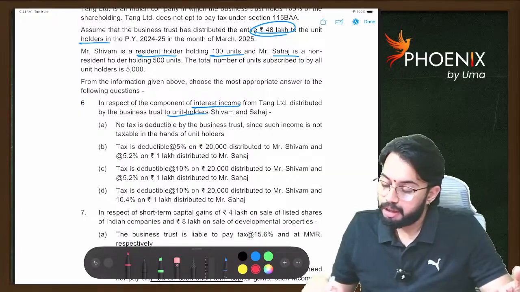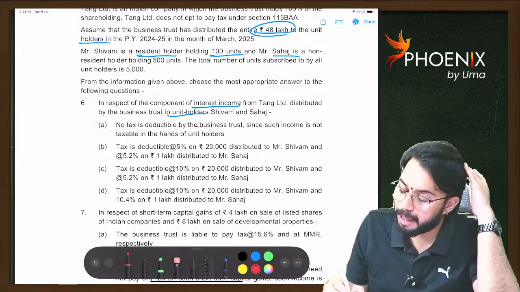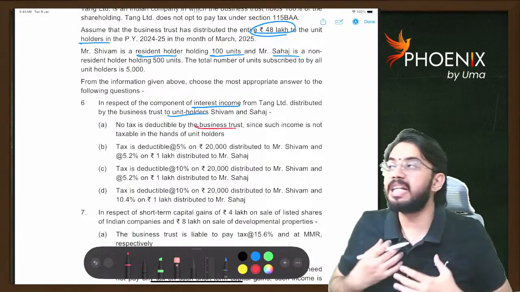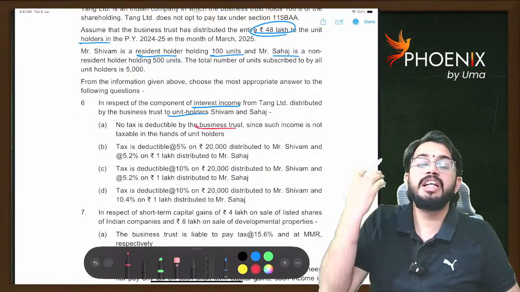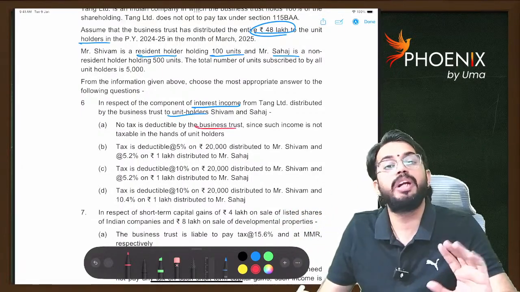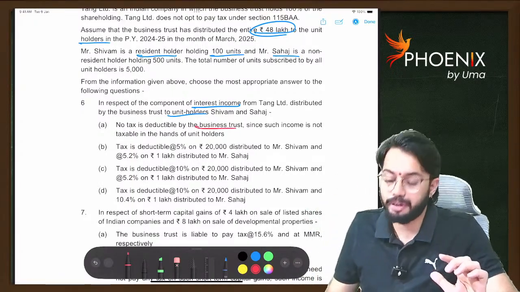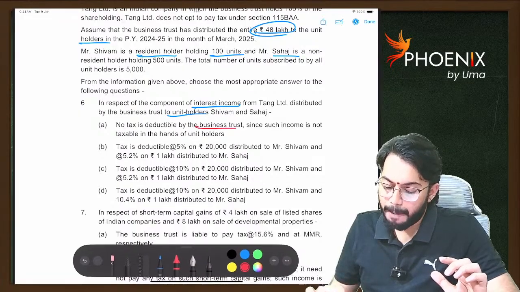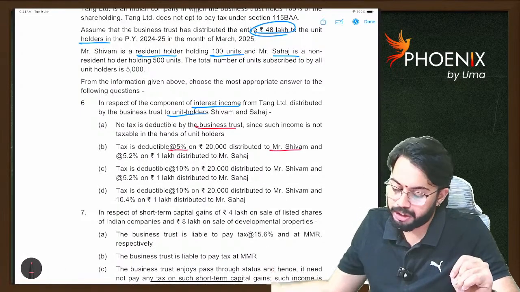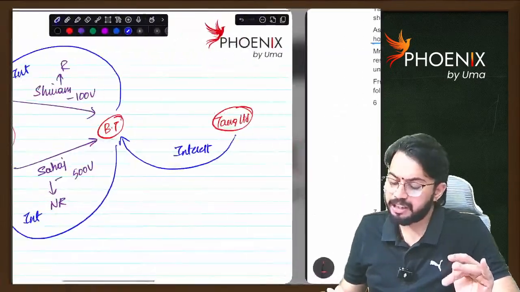Now, option 1: no tax is deductible by business trust. This answer is wrong. Business trust is required to deduct TDS. Business trust is receiving interest income. Interest income is exempt in the hands of business trust. That interest income is taxable in the hands of unit holders. So that's why business trust, before paying interest, is required to deduct TDS. Option 2, tax is deductible at the rate of 5% on 20,000 distributed to Shivam and 5.2% on 1 lakh distributed to Sahaj. This is also wrong.